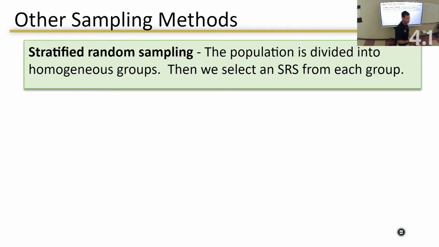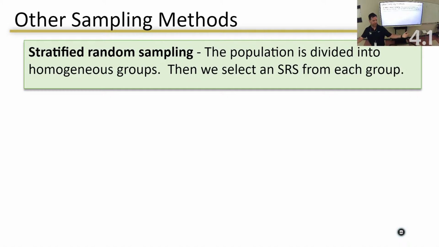Okay, other sampling methods. Stratified random sample. Now, guys, this is not an SRS, okay? Even though it looks like it's SRS, it's stratified. So you can't say stratified is SRS. SRS is a simple random sample. Stratified random sample is different. In a stratified random sample, you're divided into homogeneous groups, in some way, some form, some fashion.